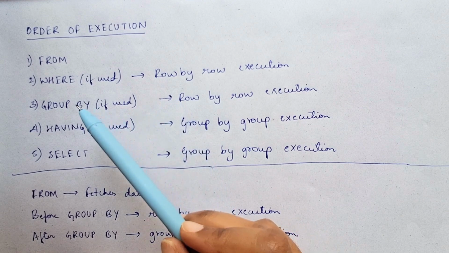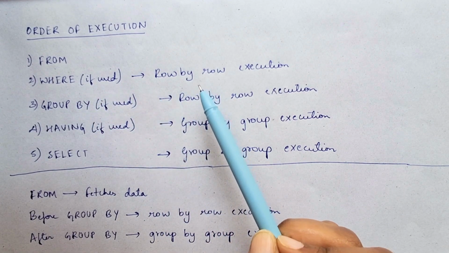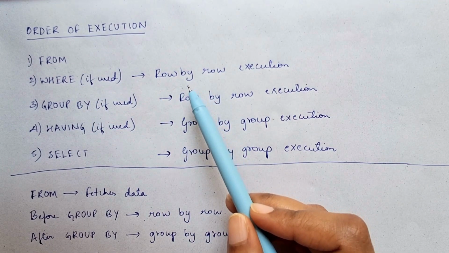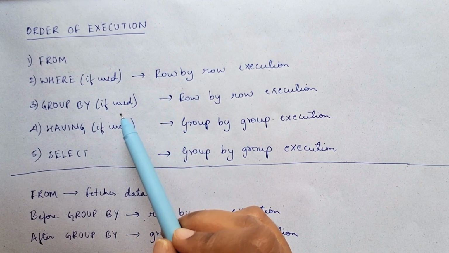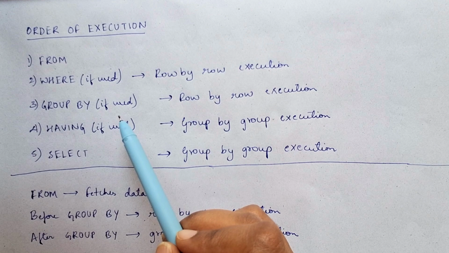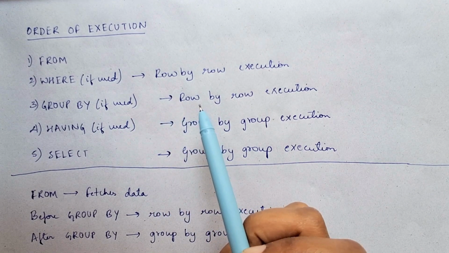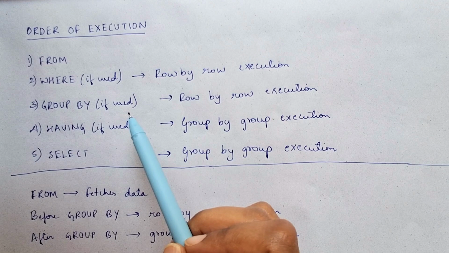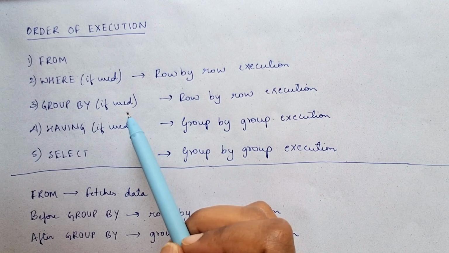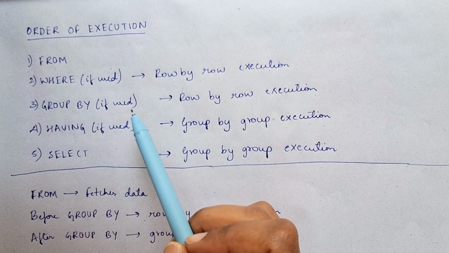So guys, where clause is always a row level filter. After filtering the rows, SQL executes the group by clause if it's used. Guys, now please listen carefully. This is very important. Group by works row by row. SQL takes the remaining rows and places them into groups based on the column we mentioned. And guys, once group by is executed, SQL stops dealing with the individual rows and starts dealing with the groups.